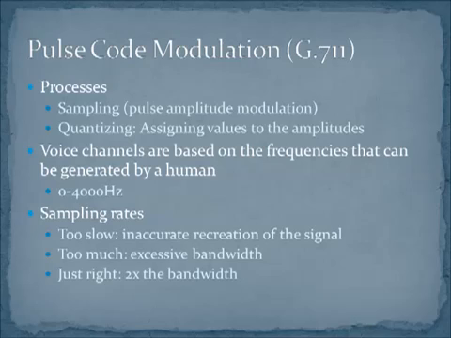If we do it too much, then you've got a lot of extra data that you're never going to be able to use anyway. The right amount of sampling comes from Nyquist and Claude Shannon, and it turns out that the right value is twice the bandwidth of the incoming signal. So if the channel is 4,000 hertz, we sample about 8,000 times per second.